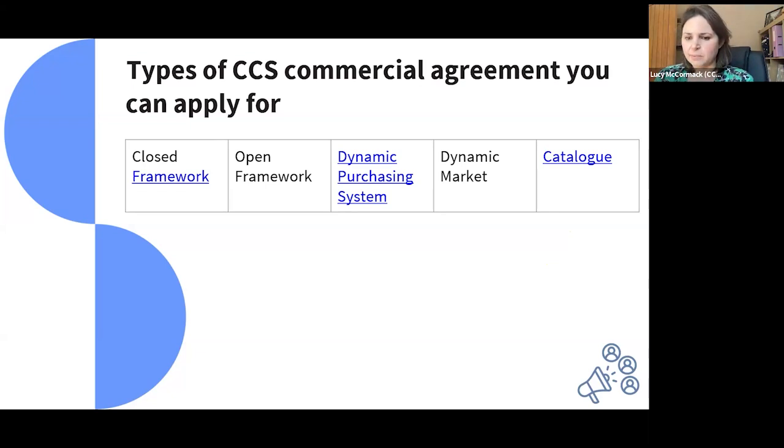Dynamic markets are similar to dynamic purchasing systems. They've been introduced under the Procurement Act 2023, but they are wider in scope because they're set up for a wider range of goods, services and works. Just like a dynamic purchasing system, new suppliers can be added through the lifetime of the dynamic market, and suppliers not on the dynamic market can see new advertised opportunities as tender notices are published for each new procurement. However, only above threshold procurements can be awarded under a dynamic market, not below threshold procurements.